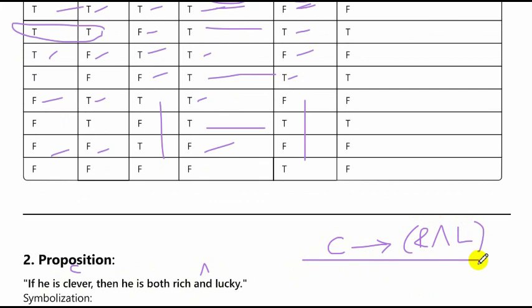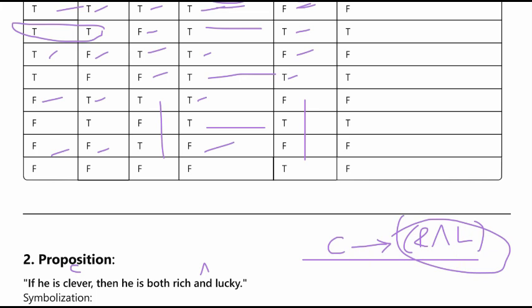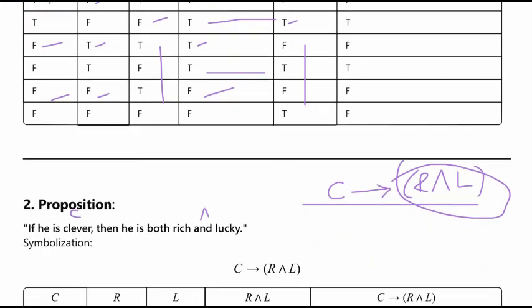So first we have to create a truth table for R and L, that is rich and lucky. Only when both the statements are true, then it will become true. Thereafter, if he is rich, then he is both. How do we compare this with C using the implication symbol? Let's check that out.